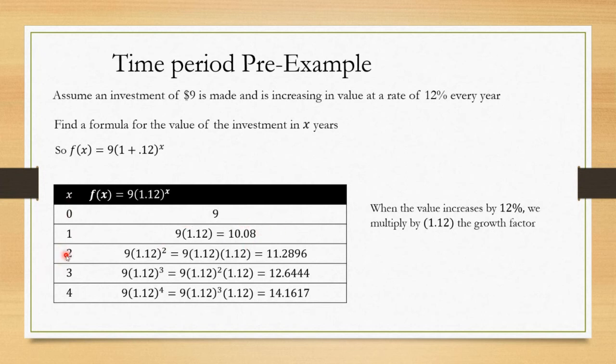When another year goes by, so we're at X equals 2, we're going to have this amount, 9 times 1.12 squared. Now, of course, if you think about what the exponent means, that means we're multiplying 9 by 1.12 and then by 1.12 again to get this amount. When you square something, that's the same as multiplying it by itself. So that's another way of looking at it.